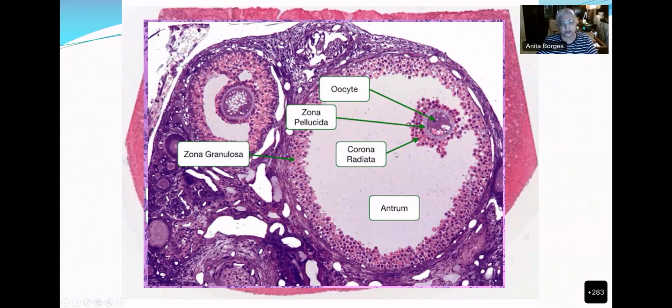You see this little oocyte with its zona pellucida, which is the little capsule that surrounds that, which looks very hyalinized, and then the granulosa cells that are immediately surrounding the ovum is called the corona radiata. The fluid is present in the space which is called the antrum, and this fluid is full of estrogen.